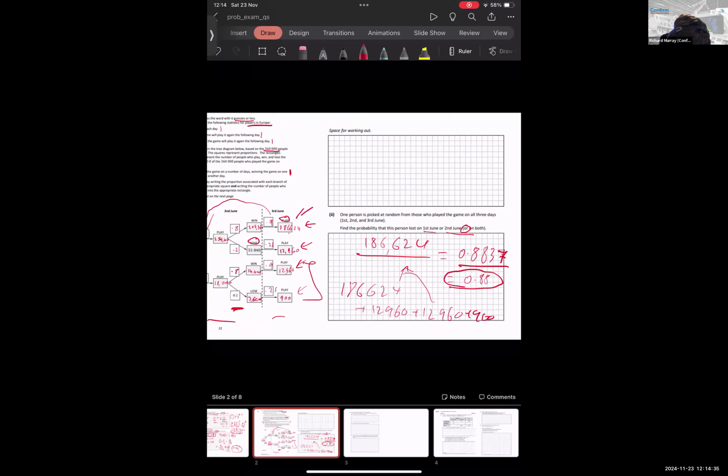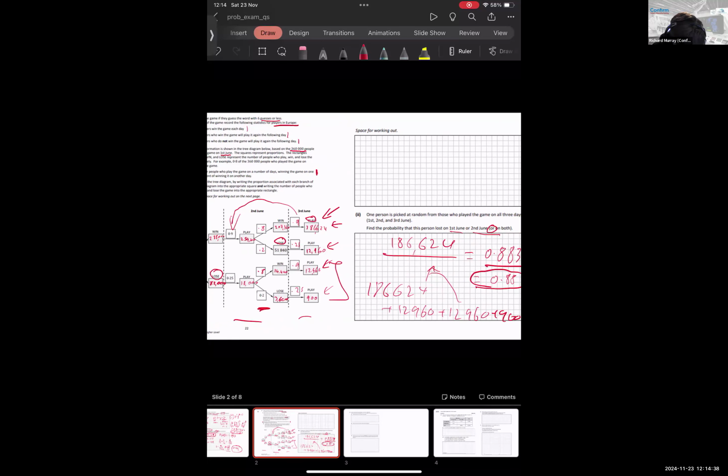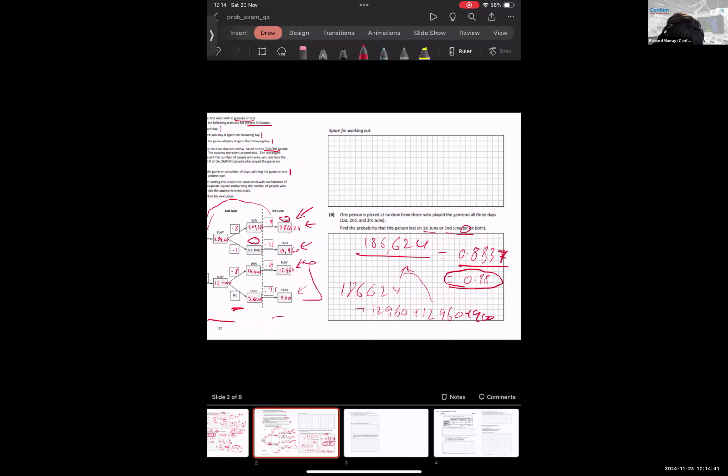They're far more likely to have played on the third day if they won the previous 2 days. We were asked to find the probability if they lost on the first or the second or on both. So we're looking for 1 minus 0.8837, which is equal to 0.1163. So it's important that before we finish answering a question, we always go back and make sure that our answer is answering what we were being asked. So it's the probability that they lost on the first or the second or both. So we're looking for this area here.